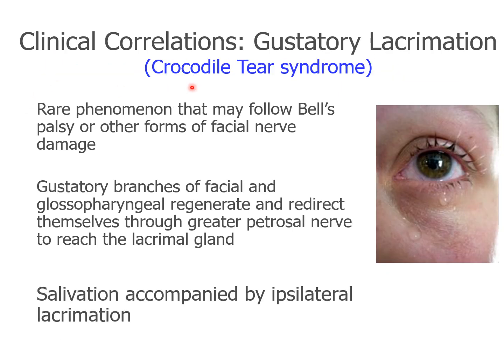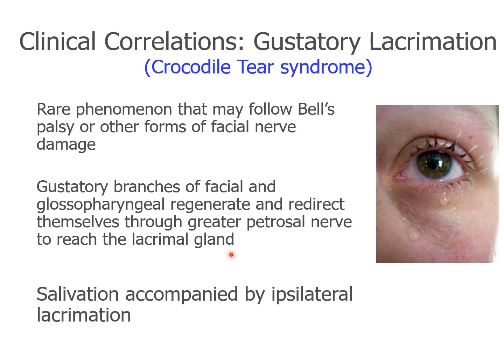A very similar phenomenon is gustatory lacrimation or crocodile tear syndrome. This is a rare phenomenon that may follow Bell's palsy or other forms of facial nerve damage, and the gustatory branches of facial and glossopharyngeal nerves following damage as a result of Bell's palsy or other conditions tend to regenerate and are misdirected through the greater petrosal nerve of the facial and reach the lacrimal gland.